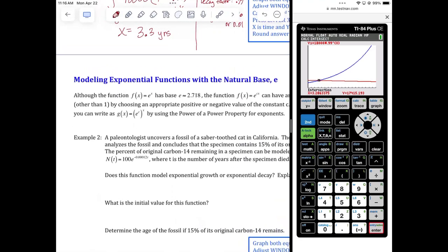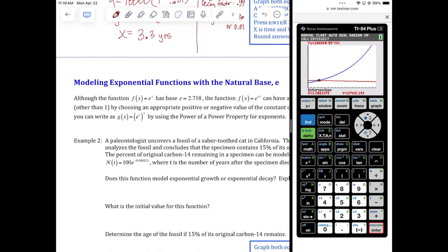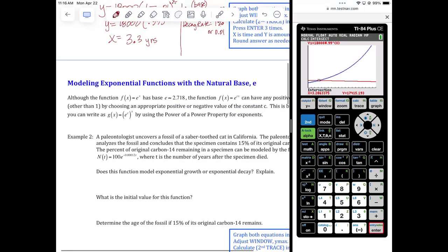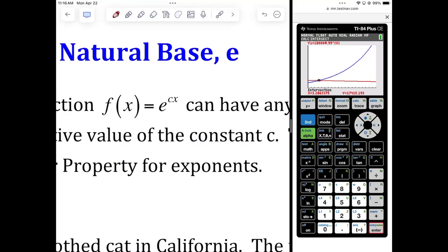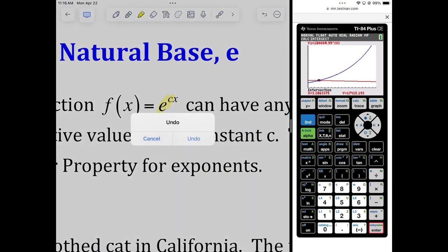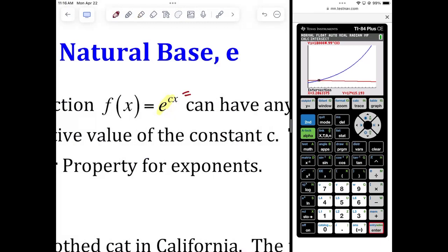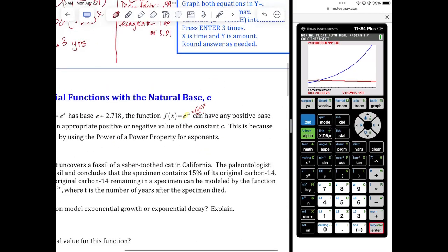Now, let's go ahead and review. Although the function e to the x has base e, 2.718, we can write the e function as e to the cx power. Notice that, there is going to be a number in front of the x when you're given the equation. This is the same as e to the c, to the x power. When you raise a power to a power, you multiply. So e to the cx is the same as e to the c, all to the x power.